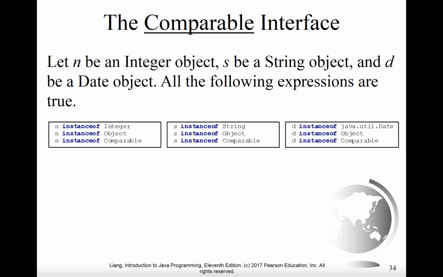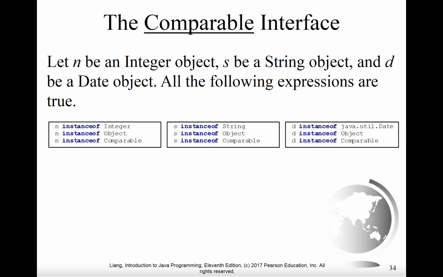Up at the top of each of these boxes, we have each of these things being shown as an instance of their actual native type, Integer in the case of n, String in the case of s, and Date in the case of d. So d is an instance of java.util.Date, s is an instance of String, and n is an instance of Integer. That would probably be very obvious.